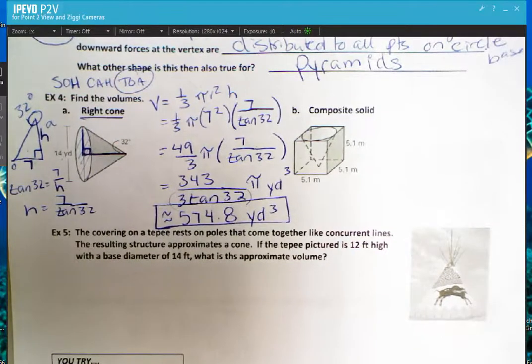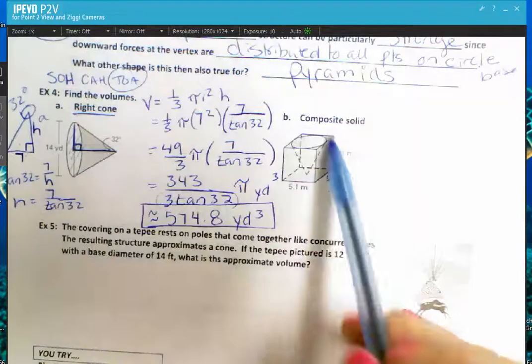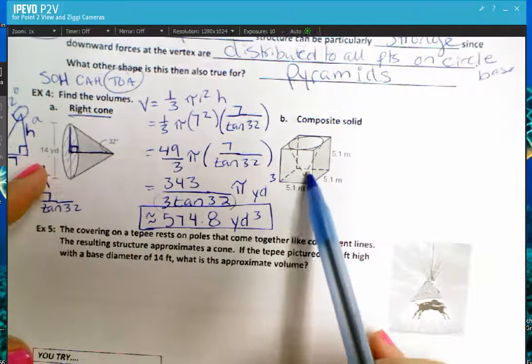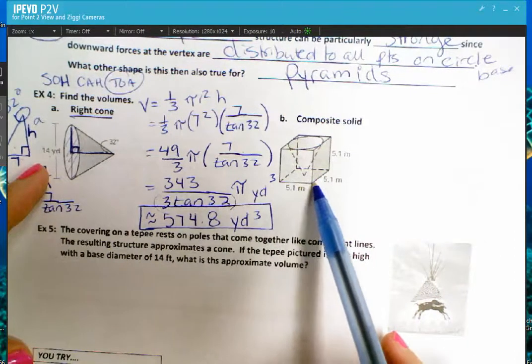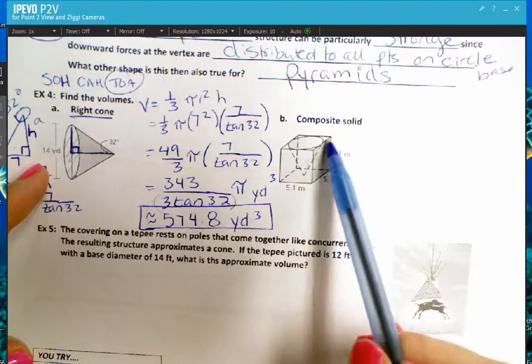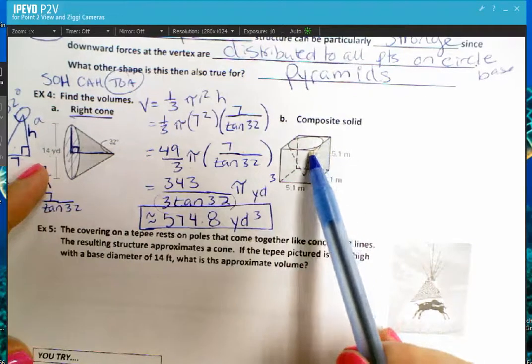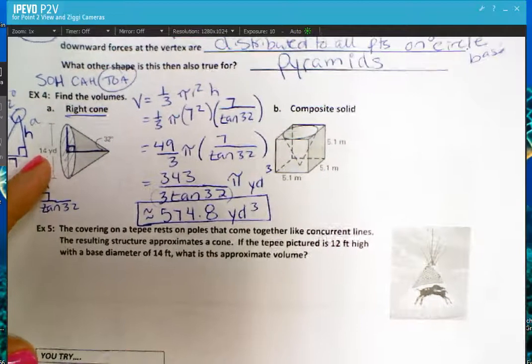Okay, not so bad. The next one is called a composite solid. We're going to do a lot of these in class. We're going to see that I have a base and a width and a height that's all the same, so I must have a cube. But I have a cone that is removed out of my cube. So I need to subtract.